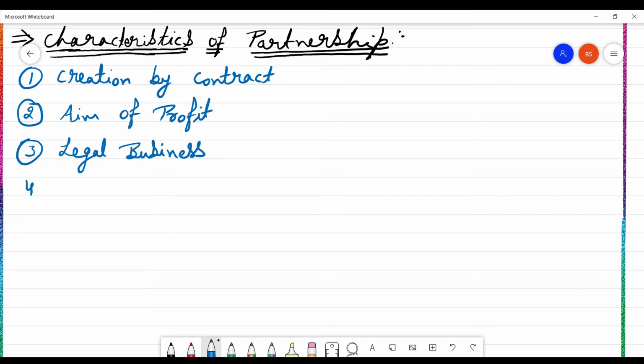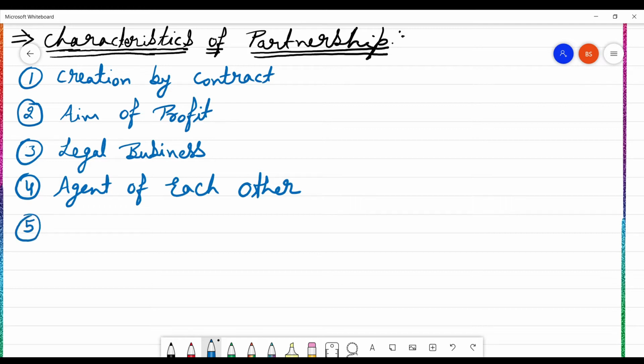Fourth, agent of each other. The business of a partnership firm is run by all the partners or any of them for all. Therefore, each partner is an agent of each other.